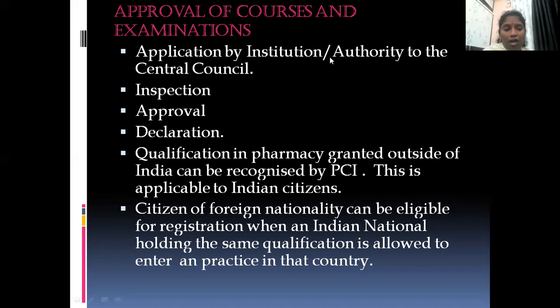Why do they have to apply? Because if I am establishing an institute and want to conduct these exams, I must say this is the curriculum and my institute has all the facilities for training in this program. Like that, they have to fill in the application and submit it to the ER regulation. After inspection, approval and declaration, they will give the approval. The qualification of pharmacy granted outside India can be recognized by the PCI. If a student wants to pursue studies outside the country, who approves? PCI only.